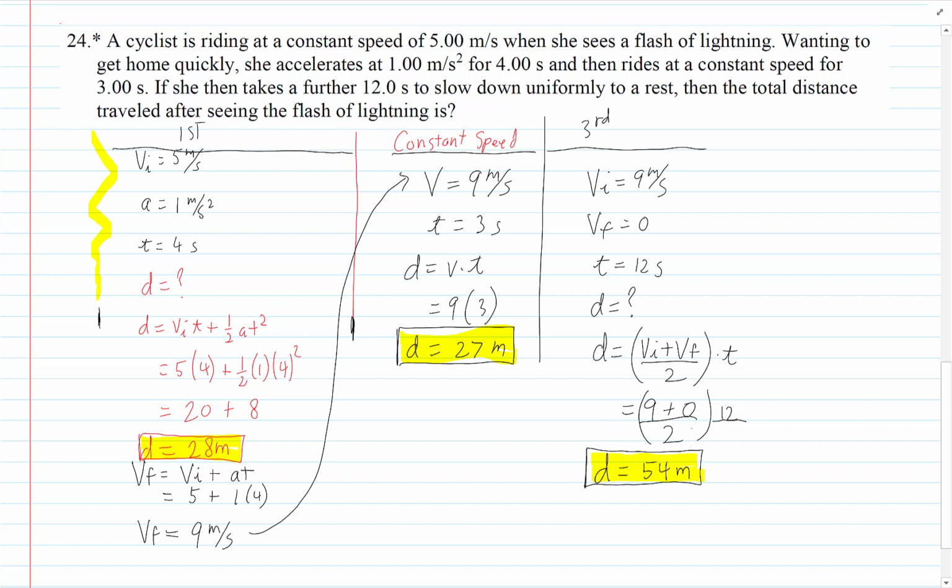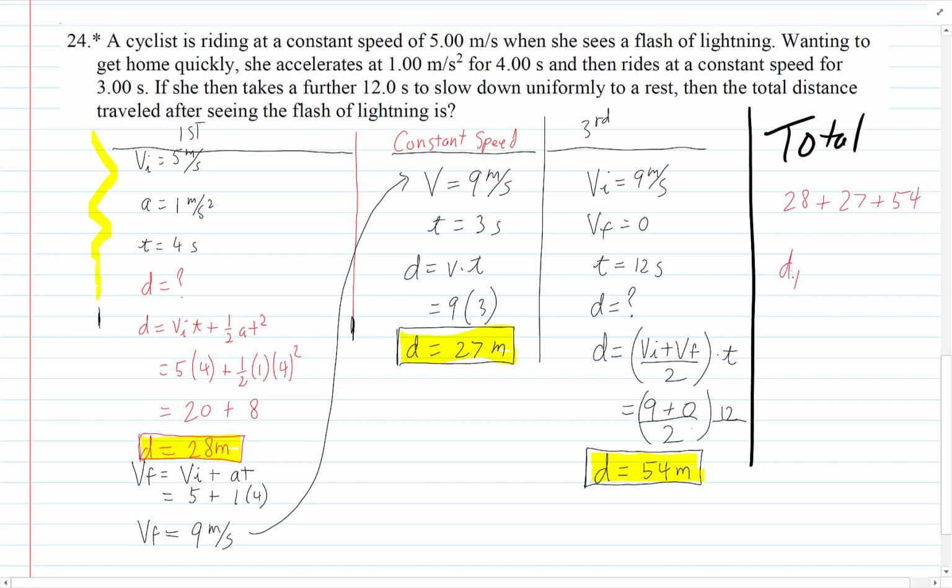So the total, bring it down here, the total will be 28 plus 27 plus 54. And that means the D total is going to be equal to 109 meters.